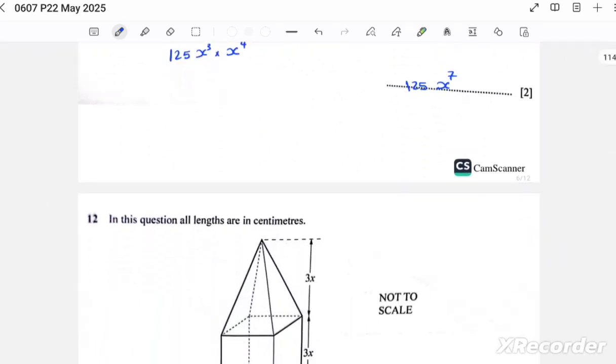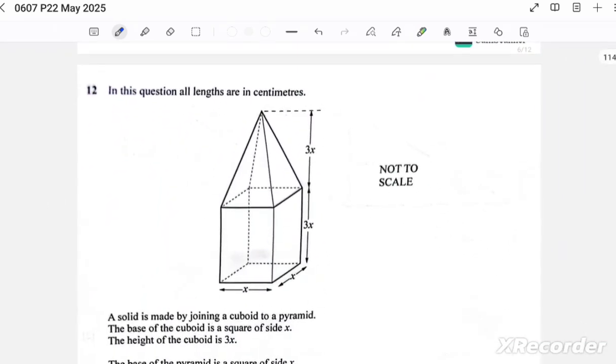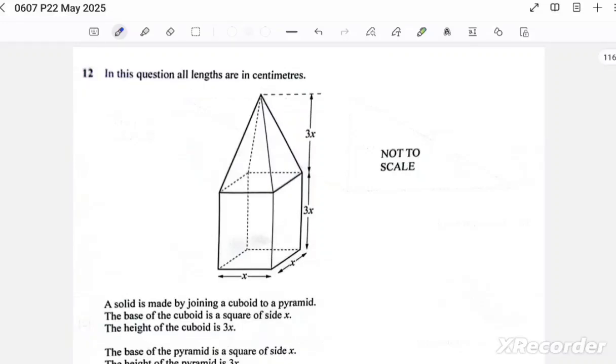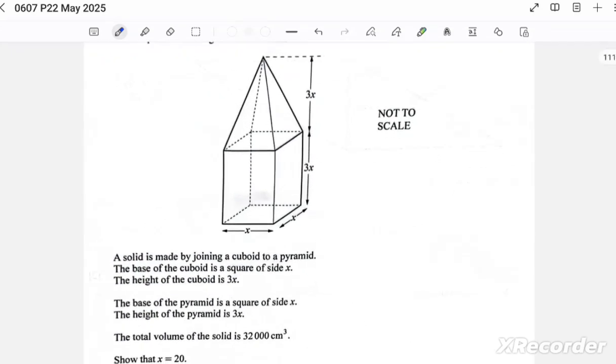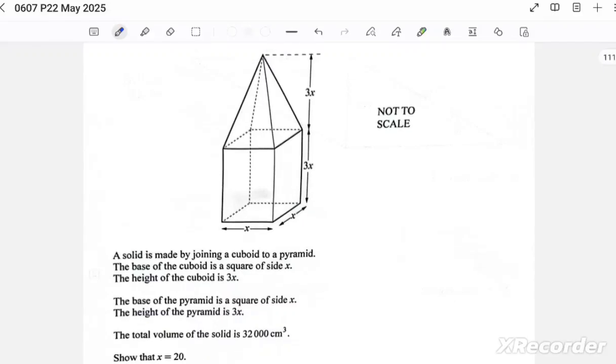Next question, question number 12. You have a pyramid on top of a cuboid, and we need to show that x equals 20, and it's given that the total volume of the solid is 32,000 centimeters cubed. So let's find the volume. We need to find the volume of the pyramid plus the volume of the cuboid.